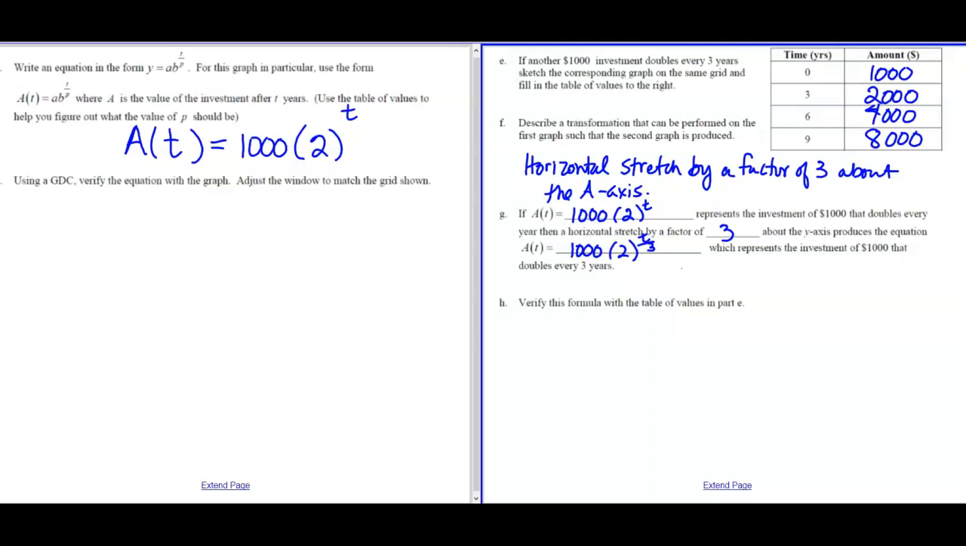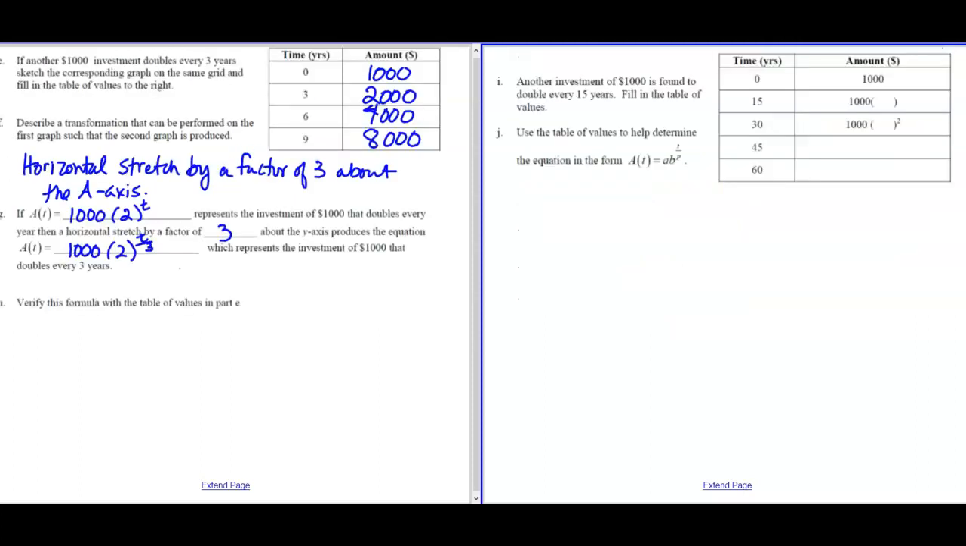Okay. So that was doubling every 3 years. Now we're going to double every 15 years. So what happens? We start with 1,000. After 15 years, we're going to multiply it by 2. After 30 years, we're going to multiply the previous one by 2. So that's going to be 2 squared. Then another 15 years would be 2 cubed. Another 15 years would be 2 to the 4th. You can kind of see the pattern in what you're doing.